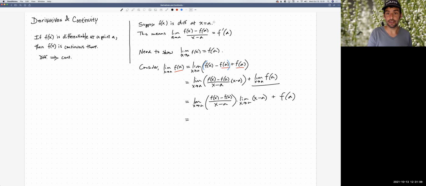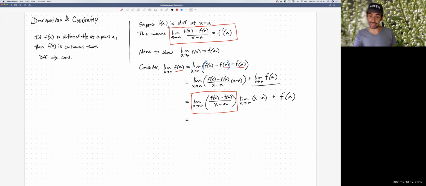Well, what do we have here? This first limit we know exists. That was our assumption from the beginning. We have a function that's differentiable at A, and there you go, there's the derivative at A. So this whole red box can be written as F prime of A.